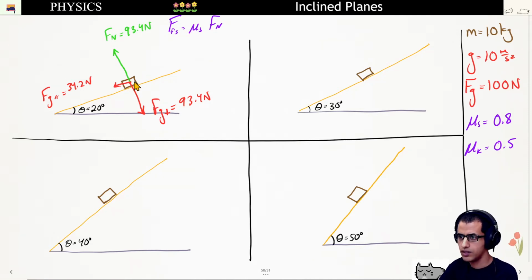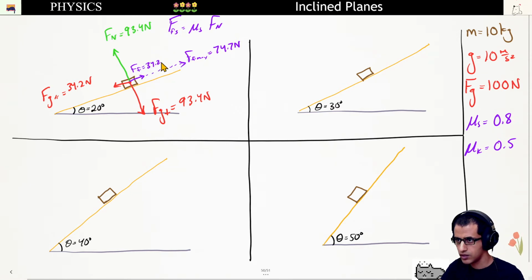So I'm going to draw my maximum force of static friction here as a dotted line. Force of friction max is equal to 74.7 newtons. So there's more than enough friction to hold this block in place, which means that right now the current force of friction is just going to be equal to the parallel component of gravity. So the force of friction is 34.2 newtons.